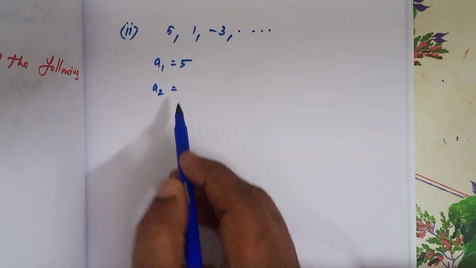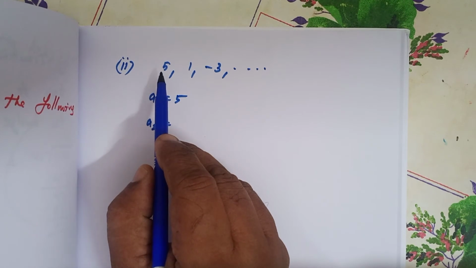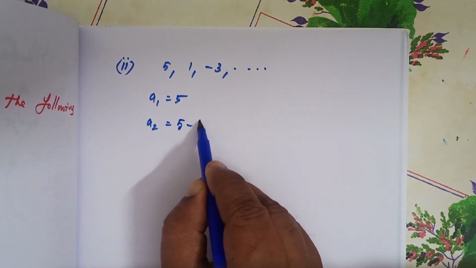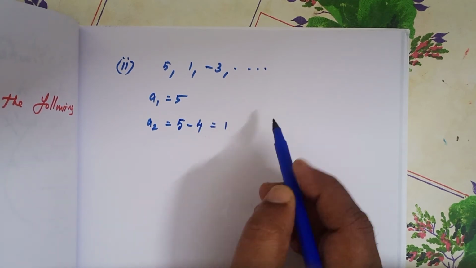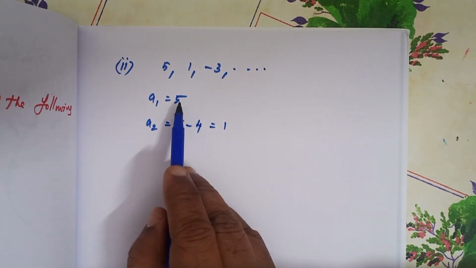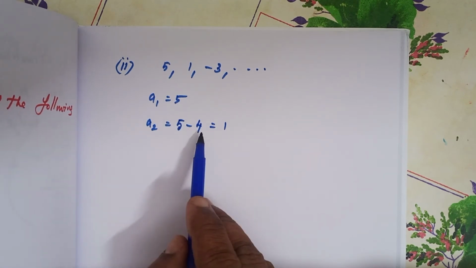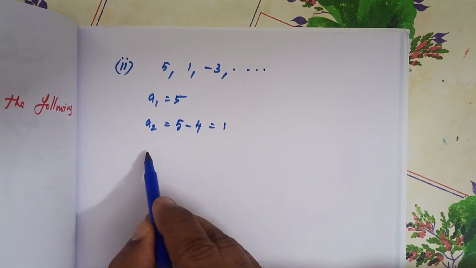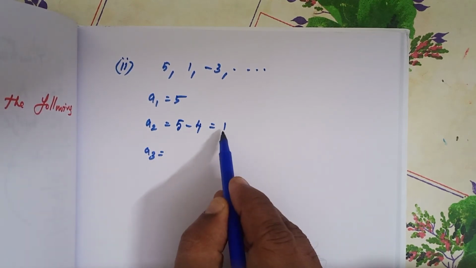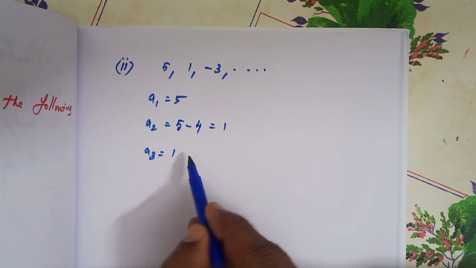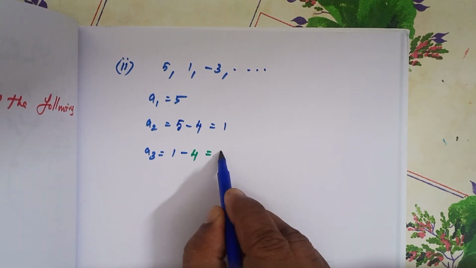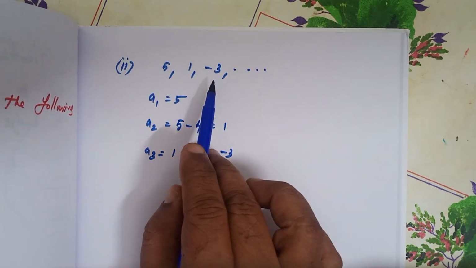So, listen. What should be subtracted from the 5 to get 1? 5 minus 4. That is equal to 1. The previous number is 5. I am subtracting 4. 5 minus 4, that is equal to 1. We will be getting the second term. We can try the third term. What is the second term? Write the second term. Then minus 4. 1 minus 4, that is equal to minus 3. Yes, we got the third term.